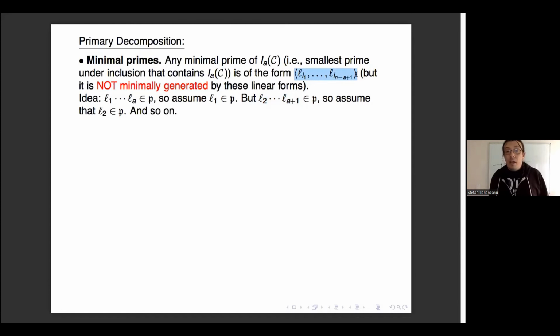in our prime P. And now we know that any ideal generated by linear forms is prime. So P should be equal to this ideal that I highlighted. So this is how we get the minimal primes. But of course, and it's often the case, we also have embedded primes, so primes that are not minimal.